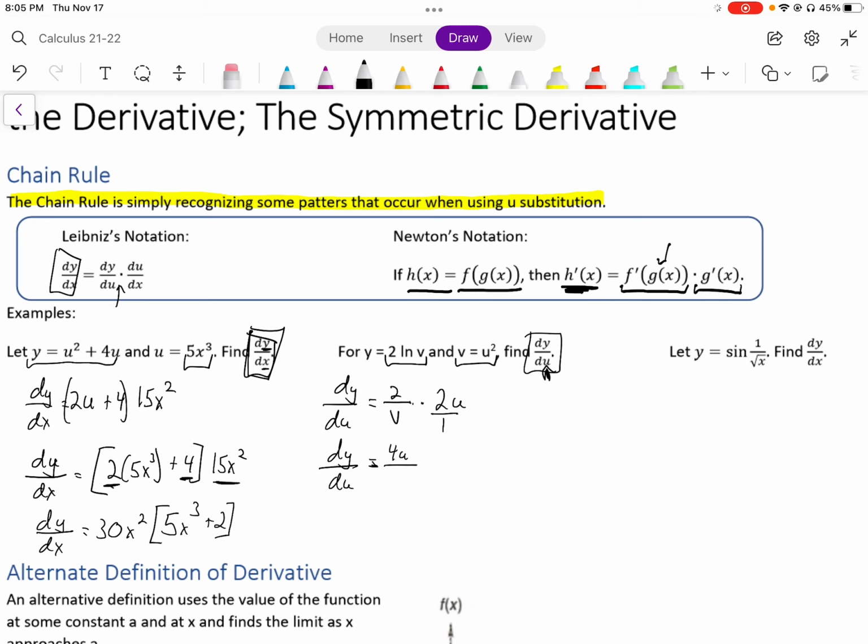But what is v equal to? Well, v was equal to u squared, so we can put u squared down here instead of v, and then we can actually simplify some more, and we get 4 over u. So 4 over u.